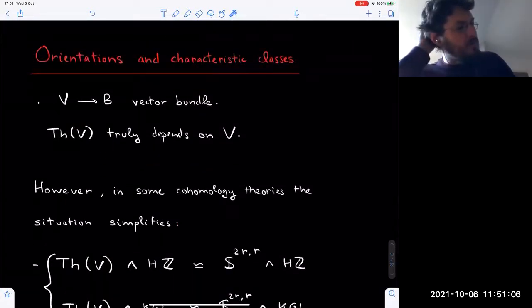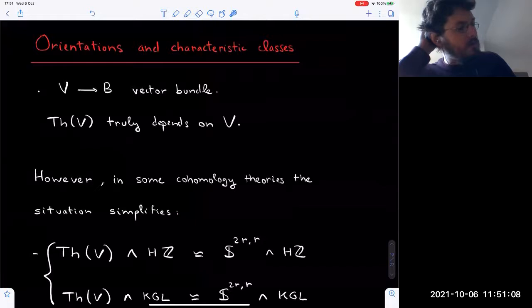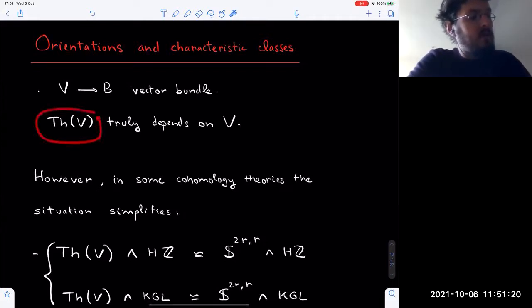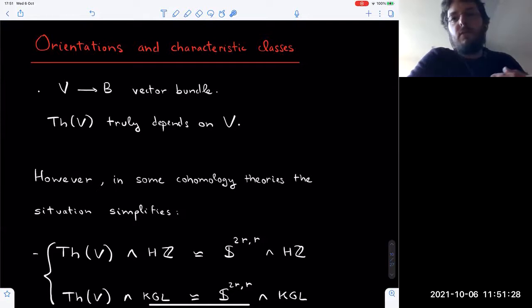So another important feature of this theory is the theory of orientations and characteristic classes. I'll just say a little bit about this. As I mentioned before, if you have a vector bundle V, the Thom space as an object in SH of B really depends on V. There is the case of a trivial vector bundle where it's a sphere, but otherwise it's something different.